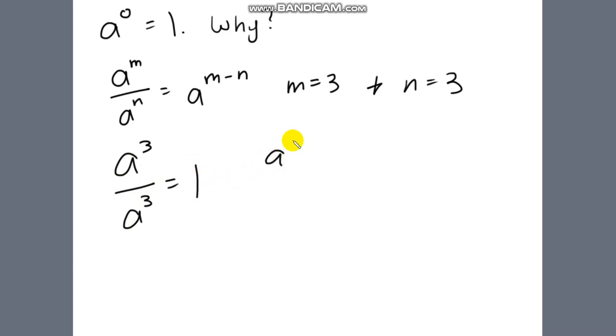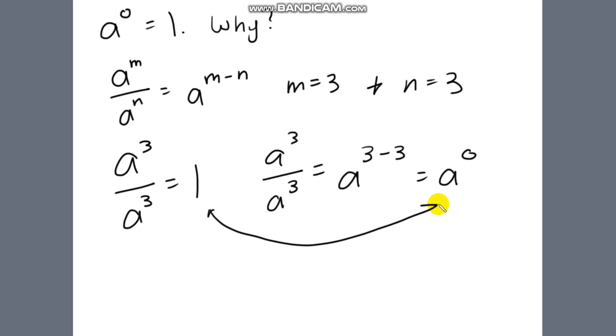But we also know that a cubed divided by a cubed, if we follow this rule, is going to be a to the 3 minus 3. So 3 minus 3 here is a to the 0. So in other words, if you look at these expressions, these right here are the same. So what this means is anything to the 0 power is going to be 1.